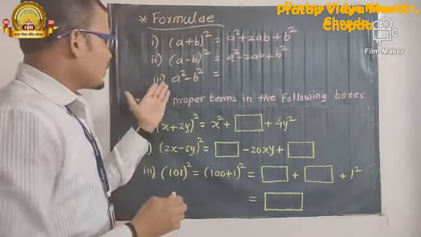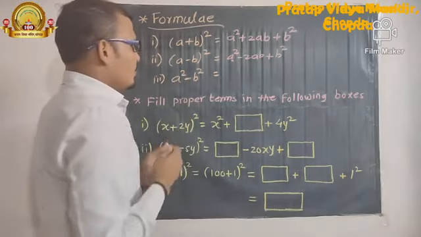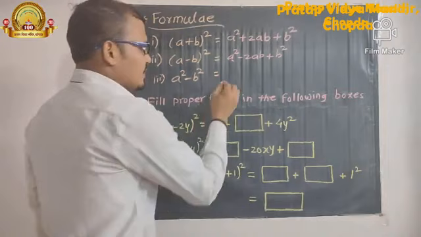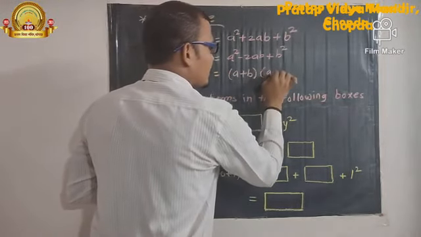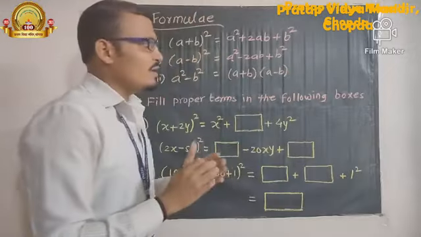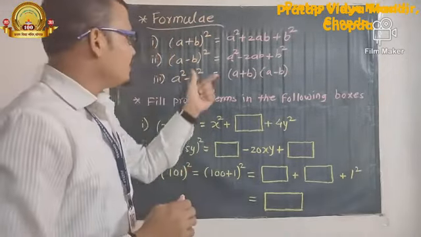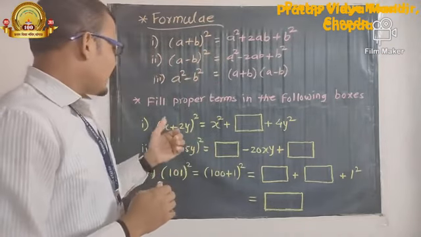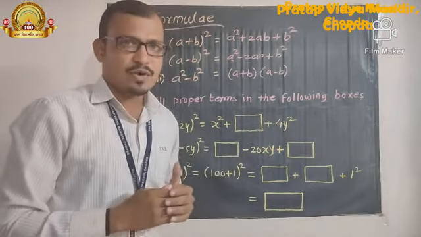And our third and important formula is a² - b². What is the formula of a² - b²? That is (a + b)(a - b). Now here we have given one simple activity on the basis of these formulas. Our activity is: fill proper terms in the following boxes.